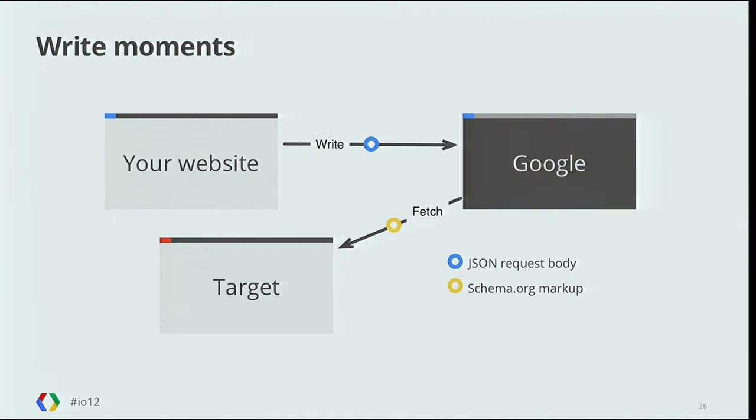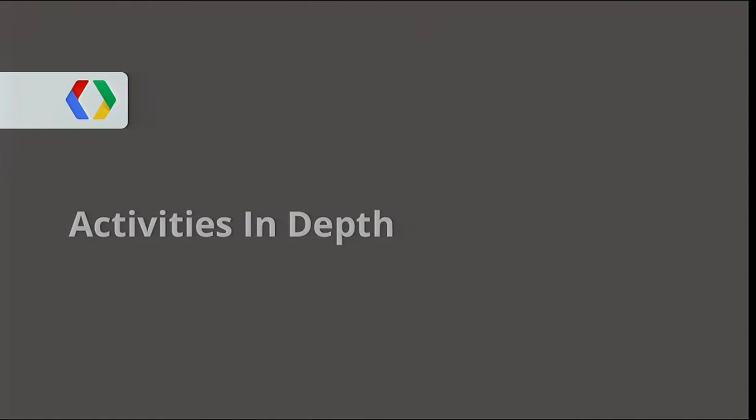Next step is, in the background, you start writing moments. There's a write in which you send some JSON to Google identifying the activity. And then there's a fetch. And this is the point at which Google grabs the target URL, learns about it, and then knows how to display that moment in Google+. Let's look at this in some depth.